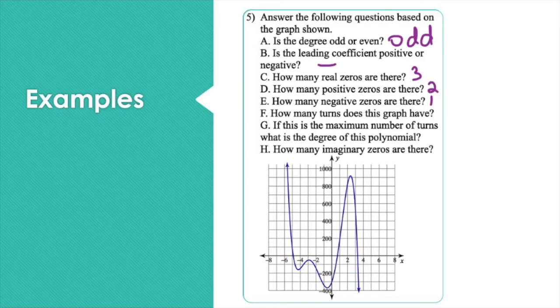And how many turns do we have? We have 1, 2, 3, and 4. So that makes us have a 5th degree polynomial. I want you to notice this time that 3 of them are real, but we have a total of 5. So we have to have a total of 5. So if 3 are real, we have to have some imaginary. They have to total up to the 5. Since 3 are real, 2 of them have to be imaginary.